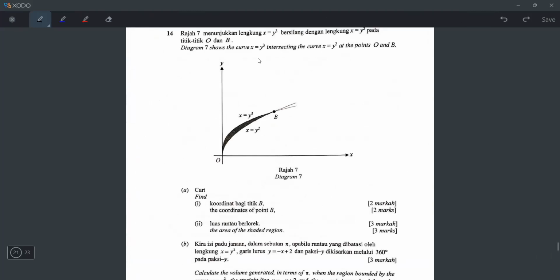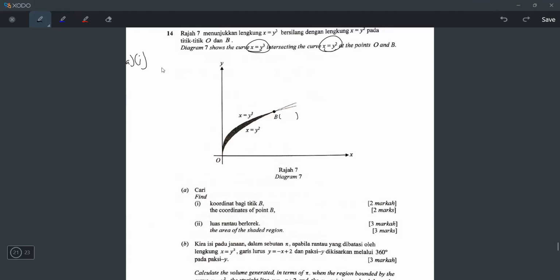All right, diagram 7 shows the curve. It is intersecting this curve, so we have two curves here at the points O and B. So O is here, B is here. Okay, and then number 1, find the coordinates of point B. I think you can do simultaneous. Just take these two equations, do simultaneous.